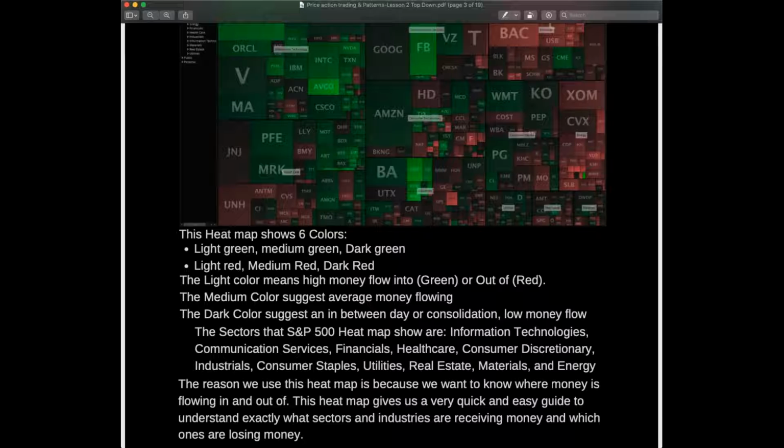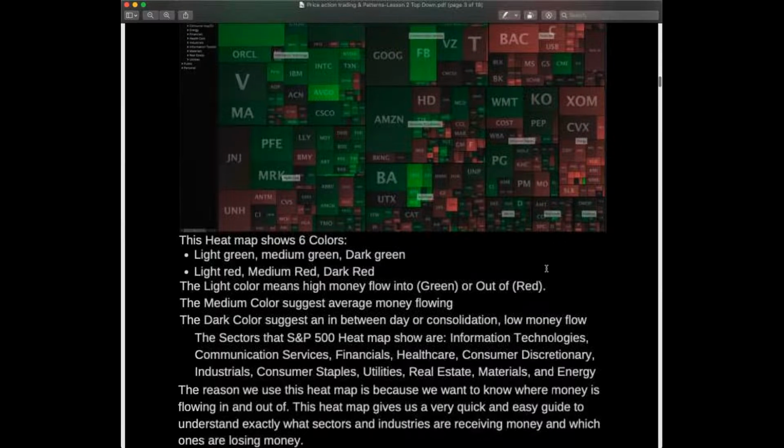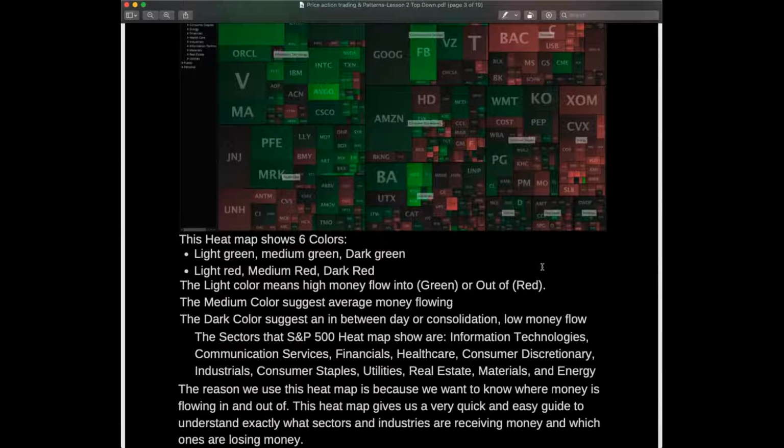So the sectors that the S&P 500 heat map shows here are information technologies, communication services, financials, healthcare, consumer discretionary, industrials, consumer staples, utilities, real estate, materials, and energy. The reason why we use this heat map is because we want to know where money is flowing in and out of. The heat map gives us a very quick and easy guide to understand exactly what sectors and industries are receiving money and which ones are losing money.